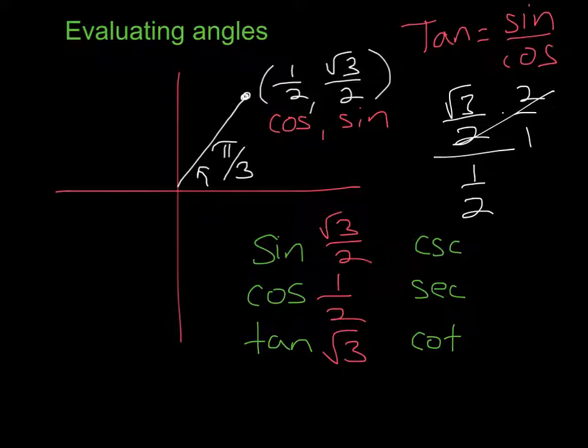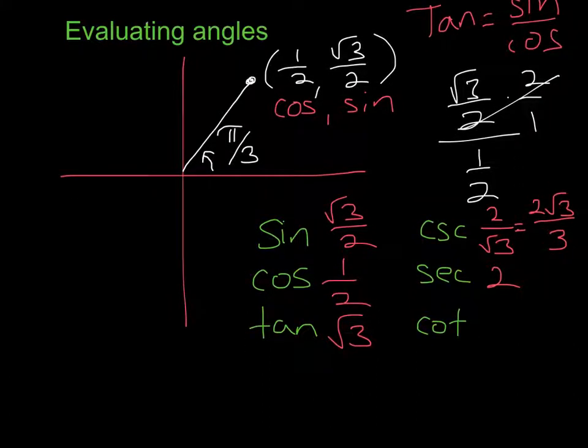So cosecant, secant, and cotangent, they are literally just flips of the other functions. So this is going to be 2 over root 3. But remember, don't leave square roots in the denominator, so you have to rationalize that by multiplying by root 3 over root 3. So we end up getting 2 root 3 over 3, and that's the final answer. The secant is just 2 over 1, or just 2. And the cotangent value is simply 1 over root 3. But I have to rationalize that denominator, so I'm going to get root 3 over 3.